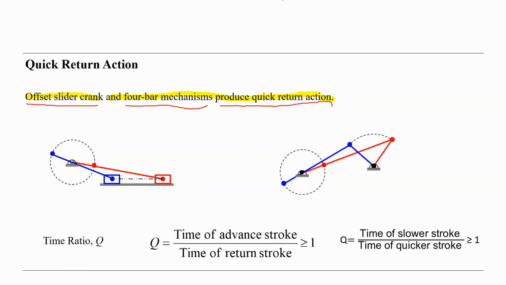So what does quick return mean? Let's talk a little bit about it. We have a rotational input motion, mostly coming from the electric motor. Sometimes we also have linear input motion, but mostly we use rotary motion.